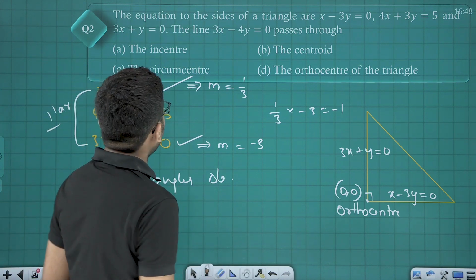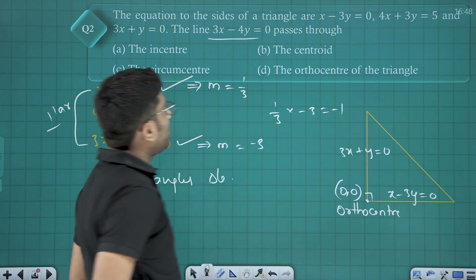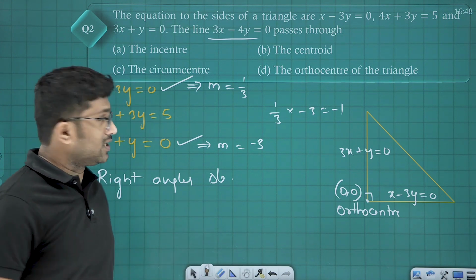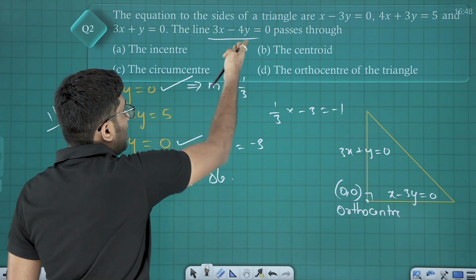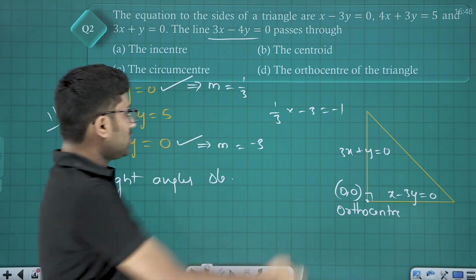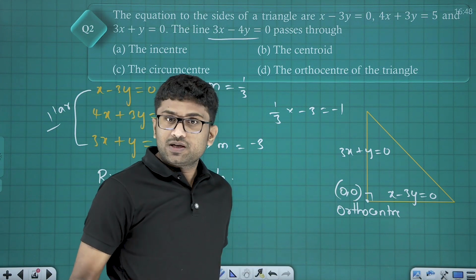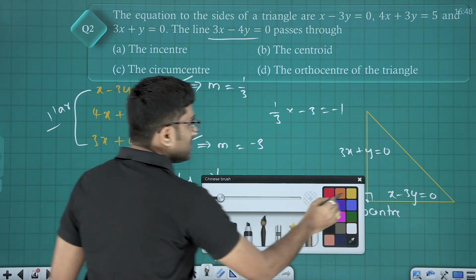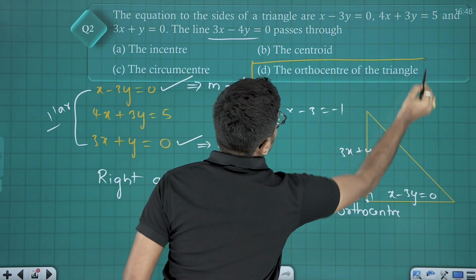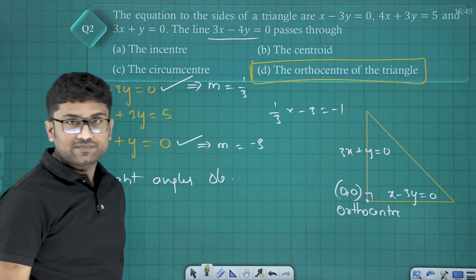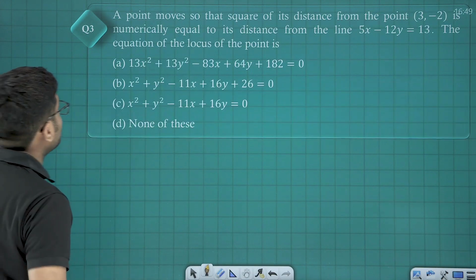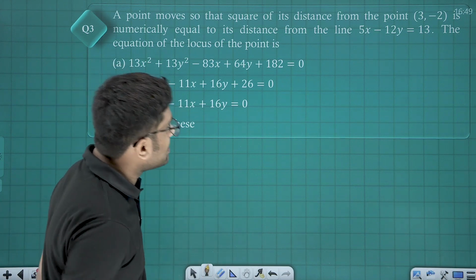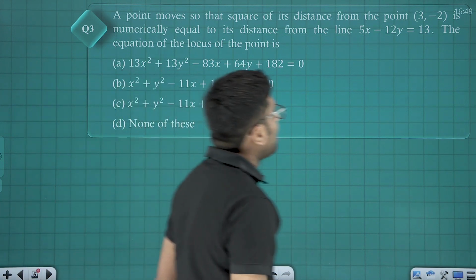Now what they have given, this line 3x minus 4y is equals to 0 passes through what? The incenter or centroid or circumcenter or orthocenter. Clearly 3x minus 4y passes through the origin. So that means it is passing through the origin. But what is the origin here? In this case, origin is the orthocenter. Hence, the answer is orthocenter of the triangle, option D. Clear? Next question.